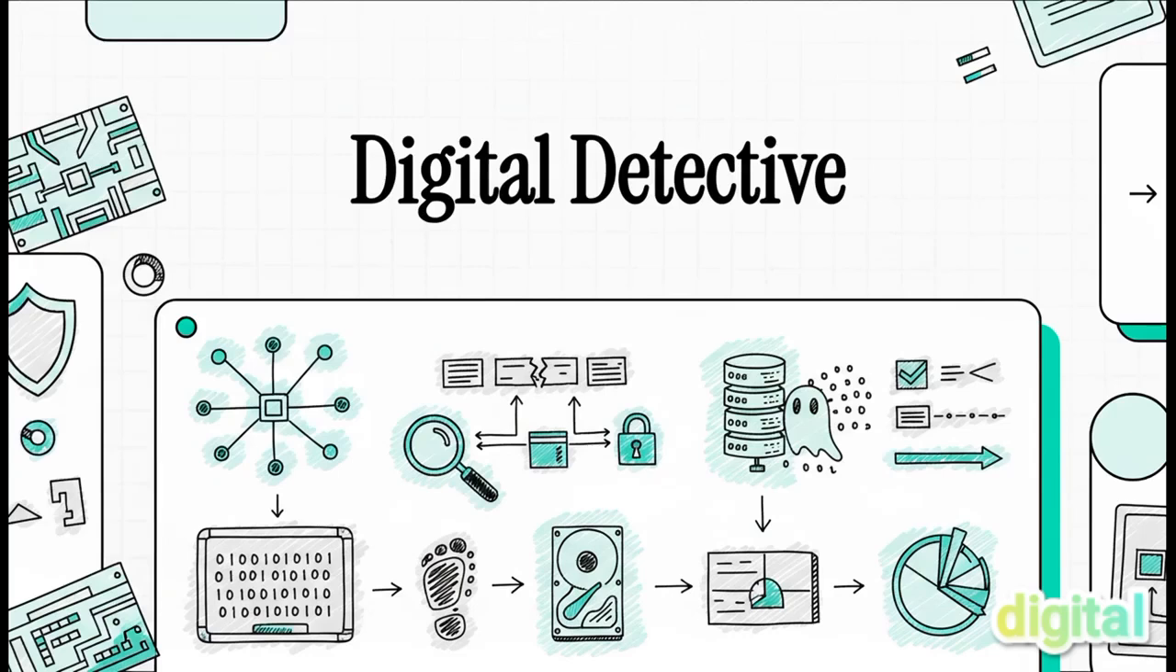Forget traditional crime scenes with physical DNA and muddy footprints. Today, we are tracking ghosts in the machine. Welcome to this explainer, where we're going to completely unmask the invisible methods attackers use to infiltrate networks.